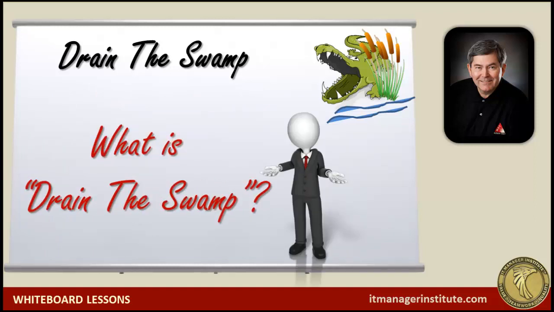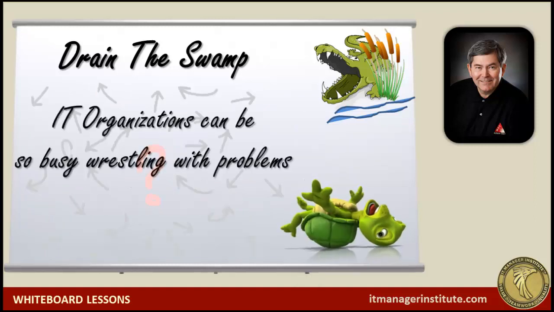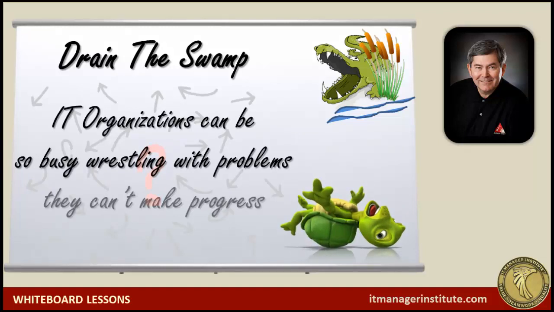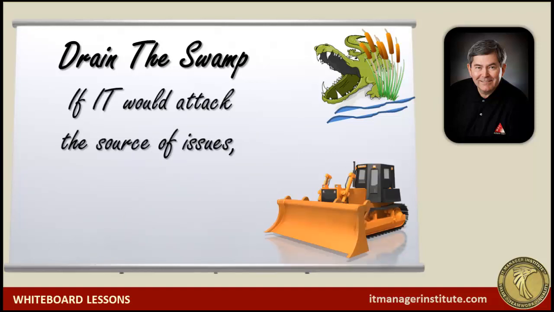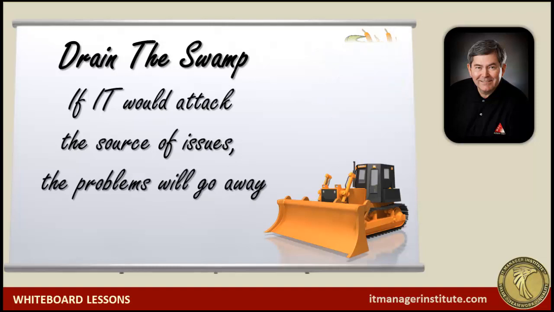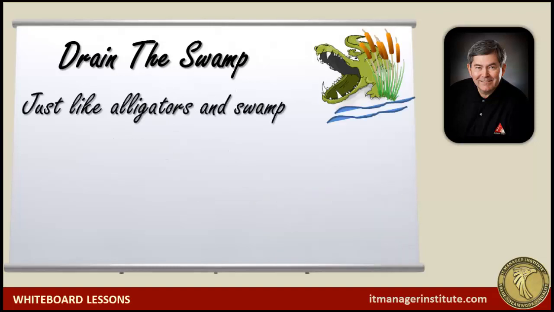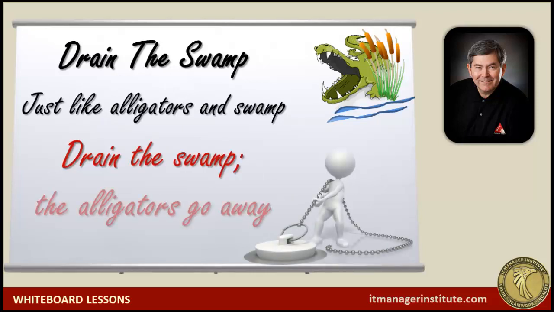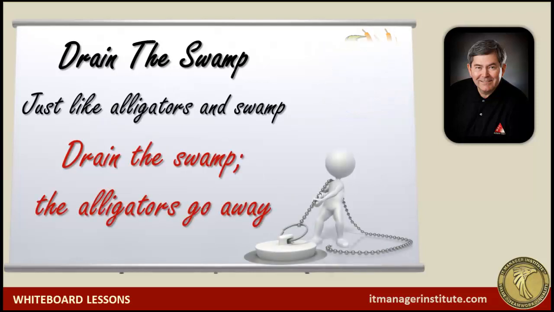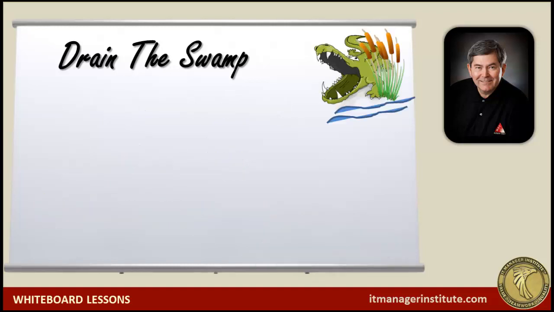Well, what is Drain the Swamp? Drain the Swamp means that IT organizations can be so busy wrestling with problems that they can't make progress. They're just so busy reacting to the problems and those kinds of things, they don't make any progress. Well, if IT would attack the source of the issues, the problems will go away. For example, it's just like the alligators in a swamp. If we drain the swamp, attack the source of the issue, the alligators disappear. They tend to go away. They're not going to hang around.